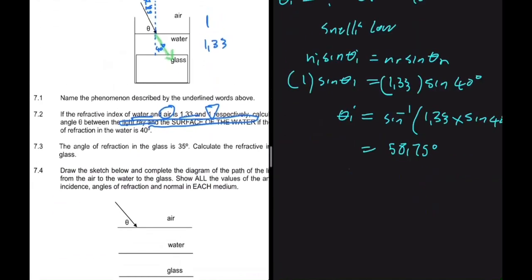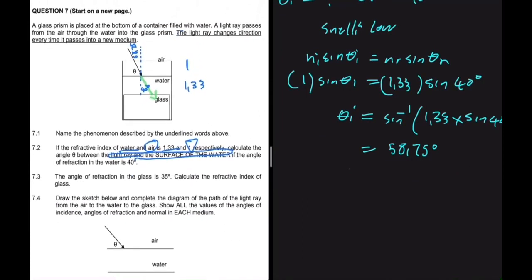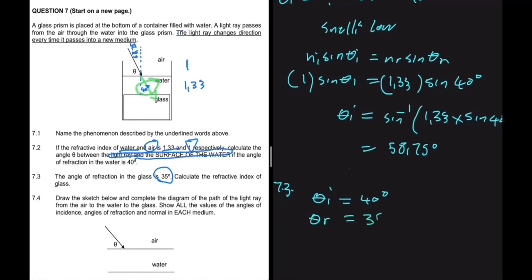Let's do 7.3. 7.3 is saying that the angle of refraction in the glass is 35 degrees. Calculate the refractive index of glass. So again, physics 101, right? We start by writing down the given information. So this angle of refraction from air to water will be the angle of incidence from water to glass, right? So now we know that the angle of incidence is equal to 40 degrees. And then we are given the angle of refraction, right? So the angle of refraction is equal to 35 degrees.